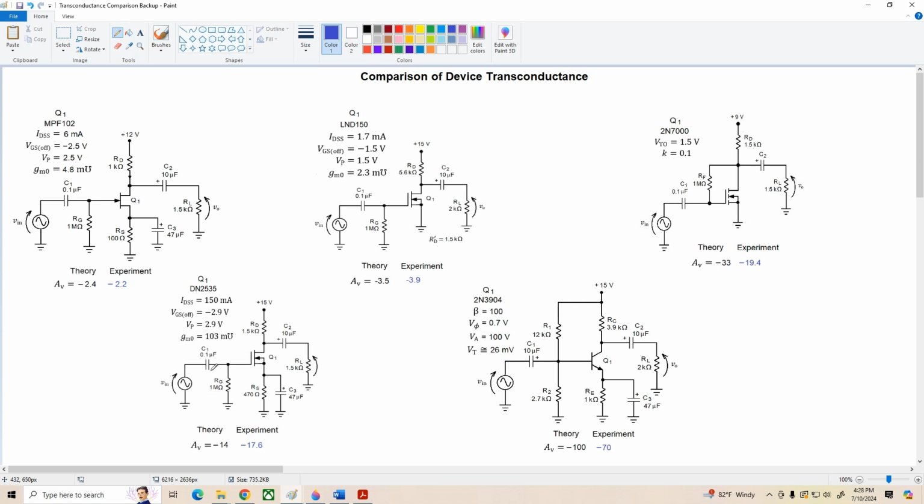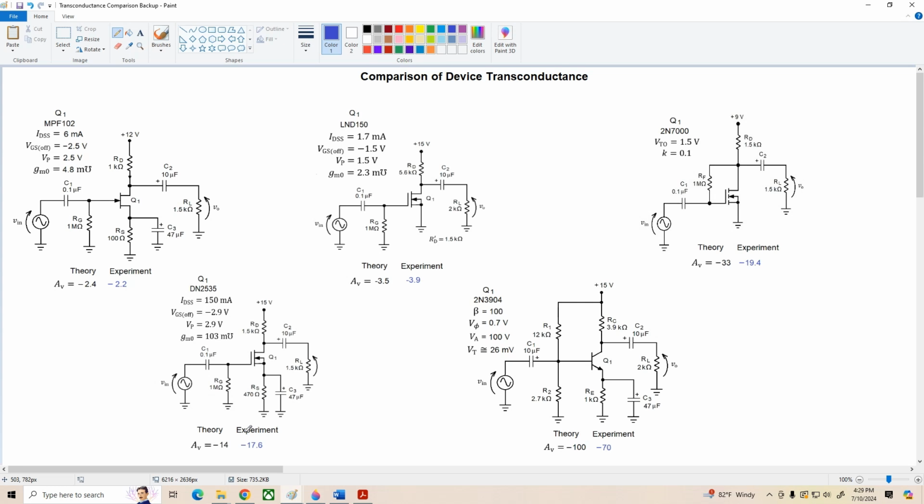Now the DN2535 is another depletion mode MOSFET, but much higher gain than the LND 150. It has a GMO of 103 millimhos versus 2.3 millimhos for the LND 150, so it's a much higher gain device. And when we set it up as a fully bypassed common source amplifier, the experimental gain came out to be almost negative 18, not too bad, very roughly equivalent to the 2N7000.